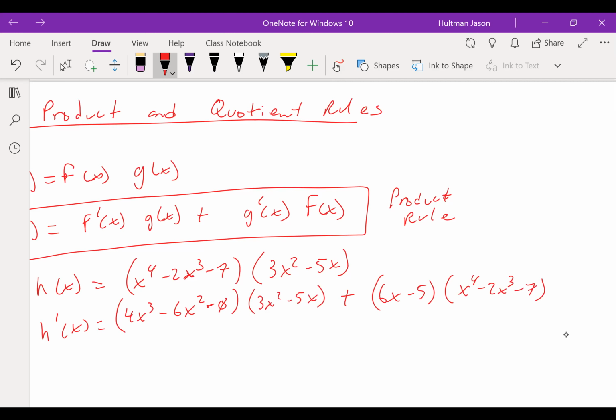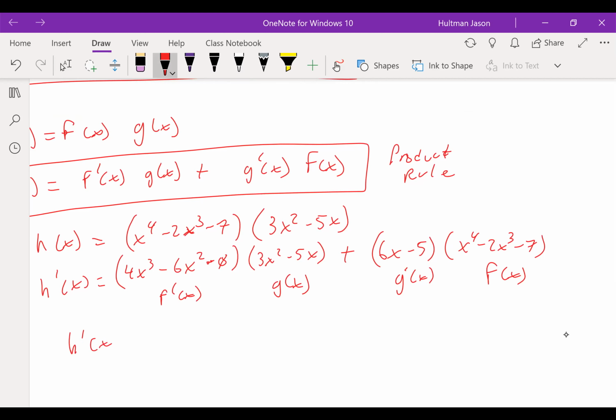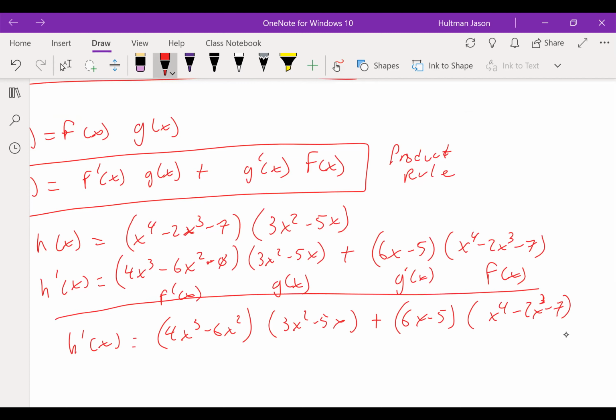So this is the derivative of the first times the second plus the derivative of the second times the first. So h prime of x is equal to 4x cubed minus 6x squared times 3x squared minus 5x plus 6x minus 5 times x to the fourth minus 2x cubed minus 7. And that's about as far as I'm going to go on that one.